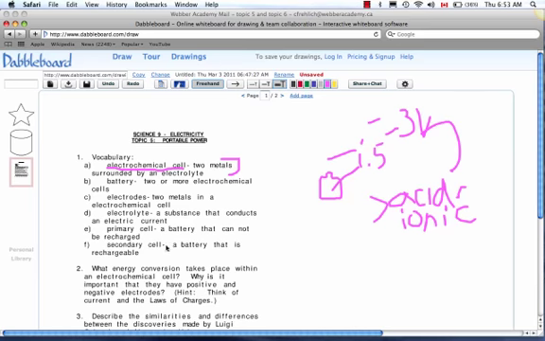Next, a primary cell is a battery or electrochemical cell that cannot be recharged, and a secondary cell is one that can be.